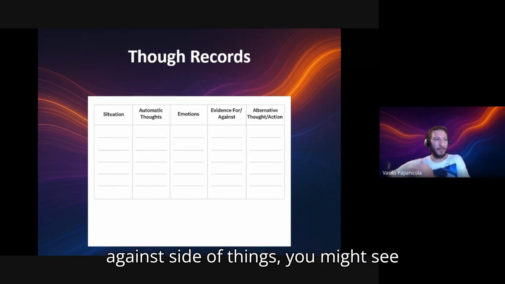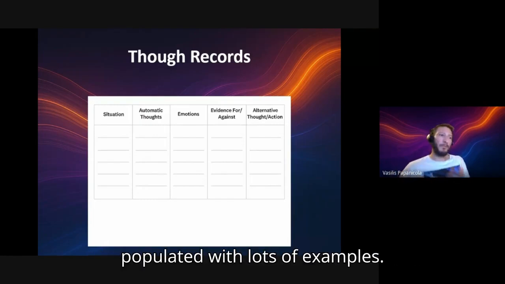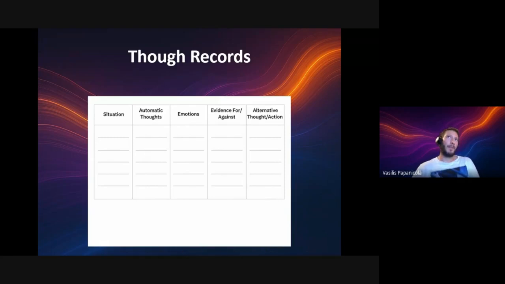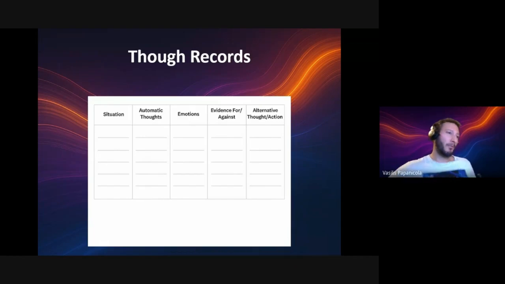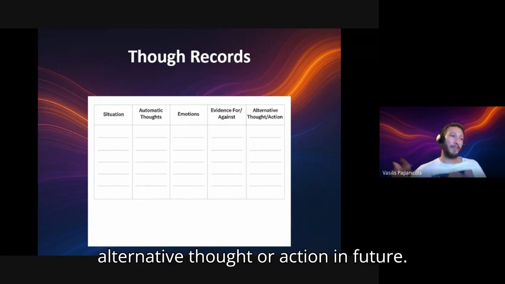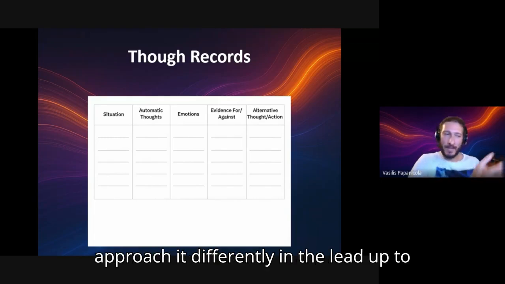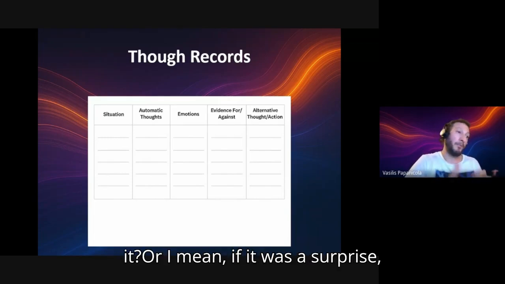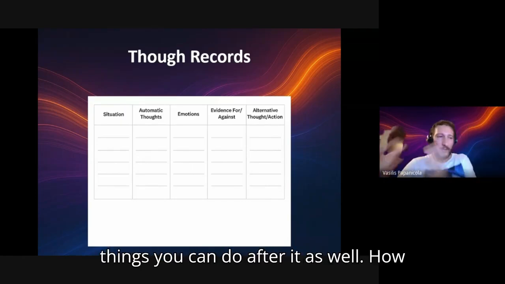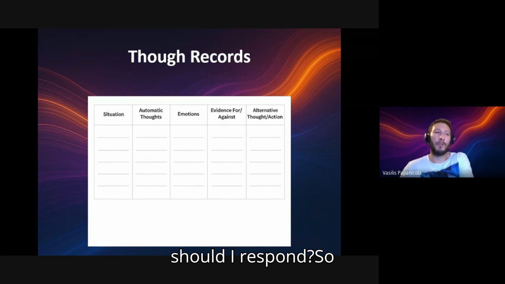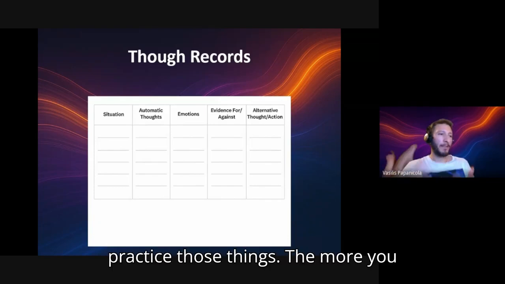So on the against side of things, when we're in a good thinking space, that populates with lots of examples. What would then be, and this is the reflexive thinking, the alternative thought or action in future? If this arises again, how could I approach it differently in the lead up to it? Or if it was a surprise, there's not a lot you can do if it's very spontaneous, but there's things you can do after it as well. How should I respond? So give yourself some ideas, examples, practice those things.